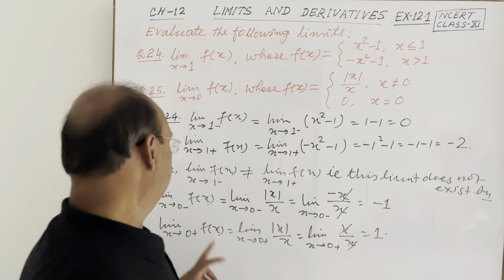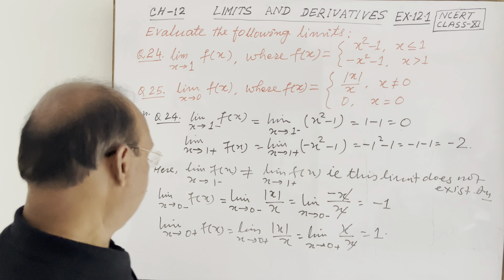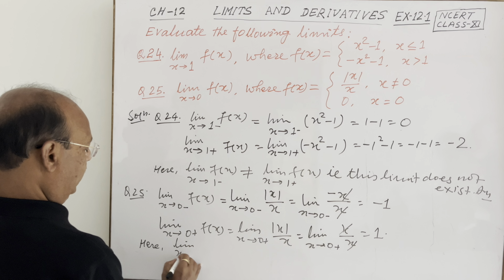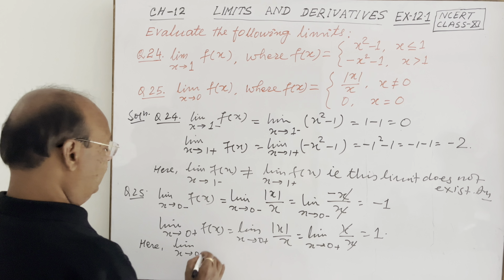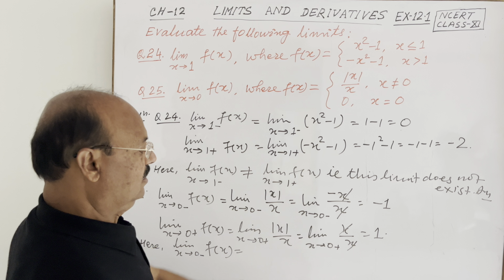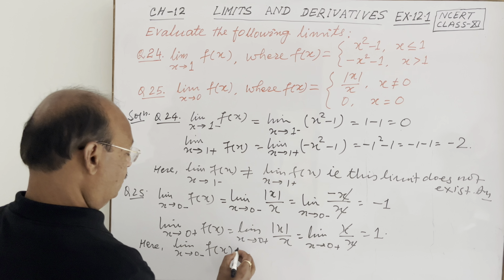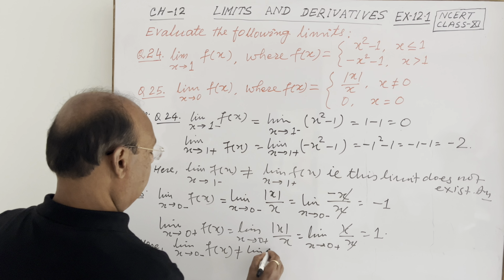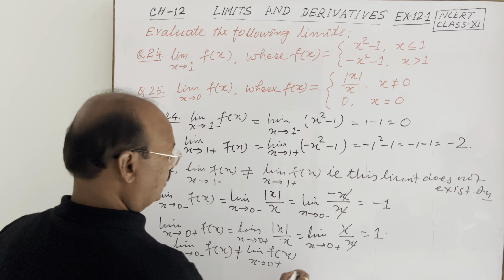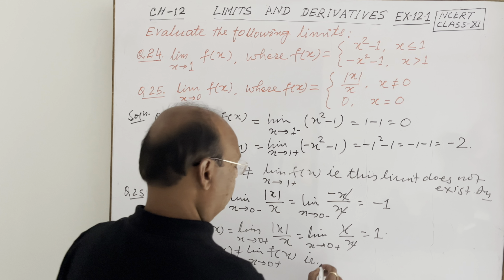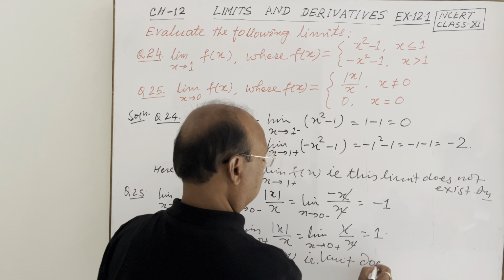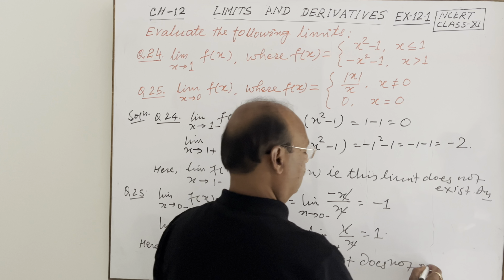Here also we find left hand limit is not equal to right hand limit. Here limit x tends to 0 minus means left hand limit of this function, which is equal to minus 1, and right hand limit is plus 1. So this is not equal to limit of f(x) when x tends to 0 plus means right hand limit. So therefore this limit does not exist.